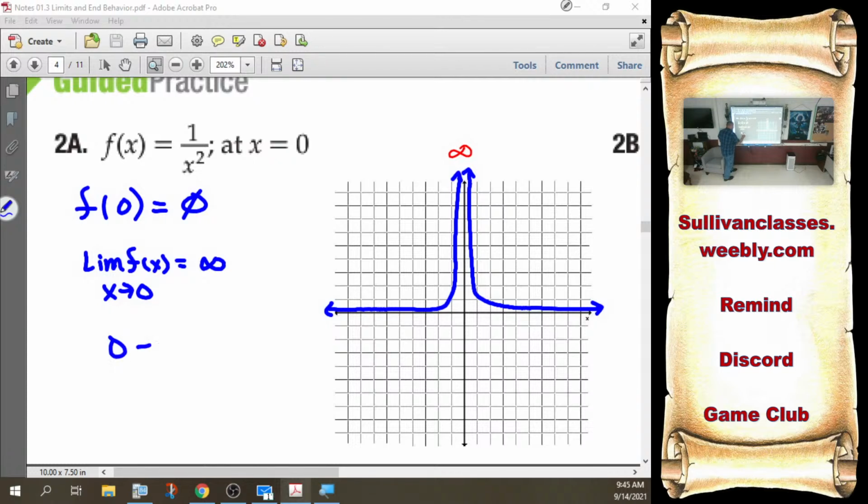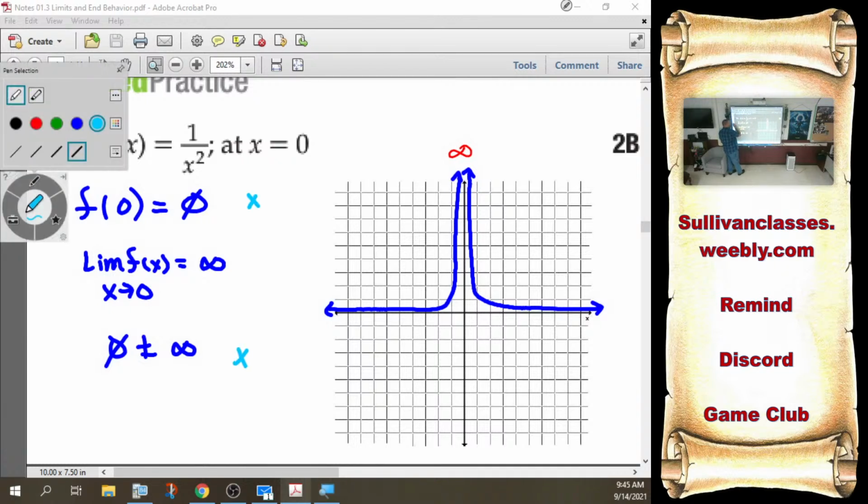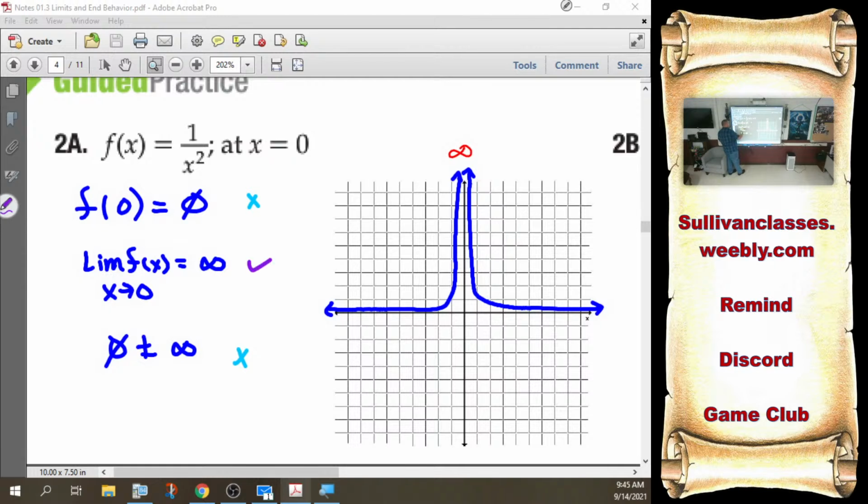And empty set does not equal infinity. So it did fail 2 of them. It did pass 1 of them. The result is still the same. It is not continuous.